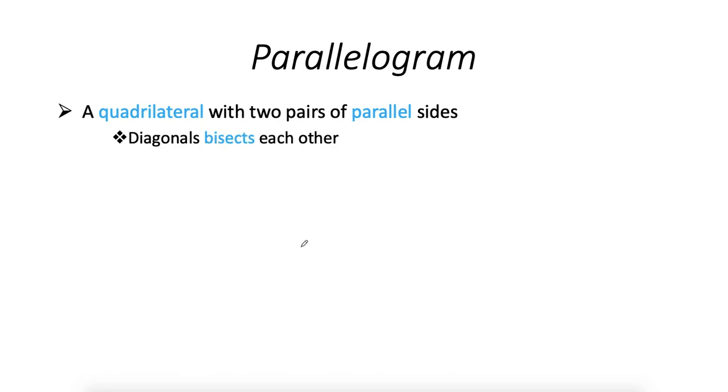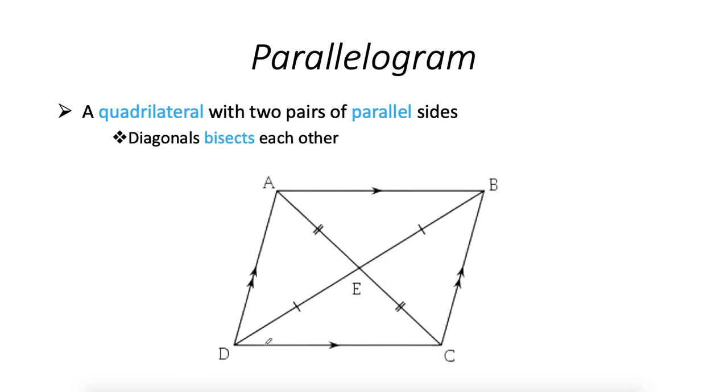The next property is diagonals bisect each other. First of all, what is a diagonal? A diagonal is a line that is connecting opposite vertices. So one diagonal is DB, another diagonal is AC, and they are intersecting at one point, and the property is that the diagonals bisect each other. That means at the point of intersection there is an equal length on both sides. So if DB is a diagonal and this point is E, that means BE is equal to ED, and for this diagonal AE is equal to EC. So diagonals are bisecting each other.